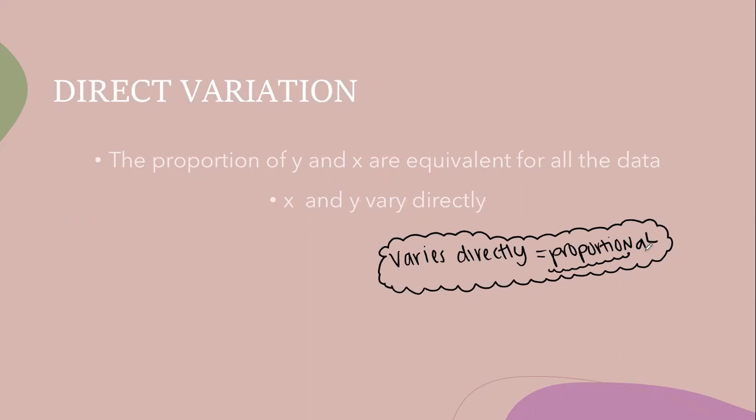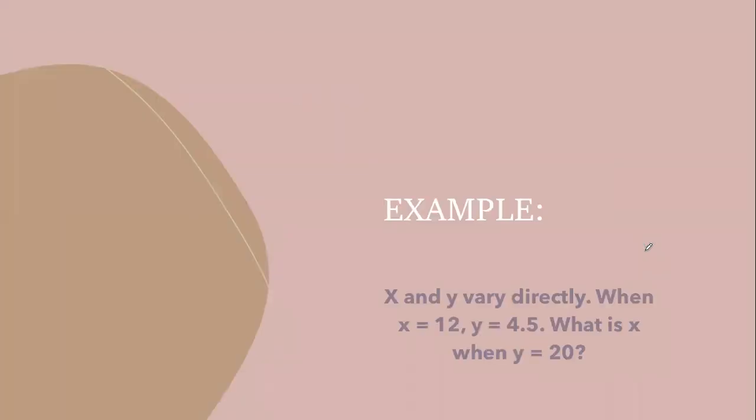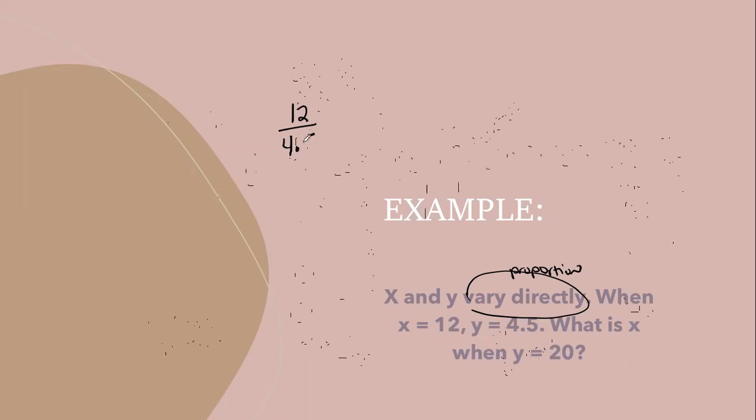So let's look at an example. X and Y vary directly. Well, if they vary directly, I know that they're proportional. When X equals 12, Y equals 4.5. What is X when Y equals 20? Last time we did something like this, people did it different ways, and I was fine with that as long as you got the same answer. So I'm going to put 12 over 4.5.